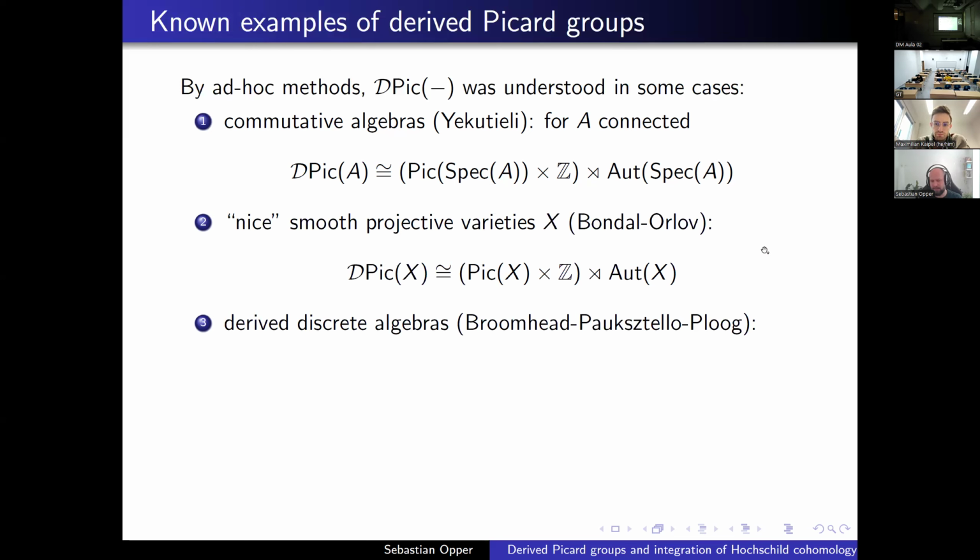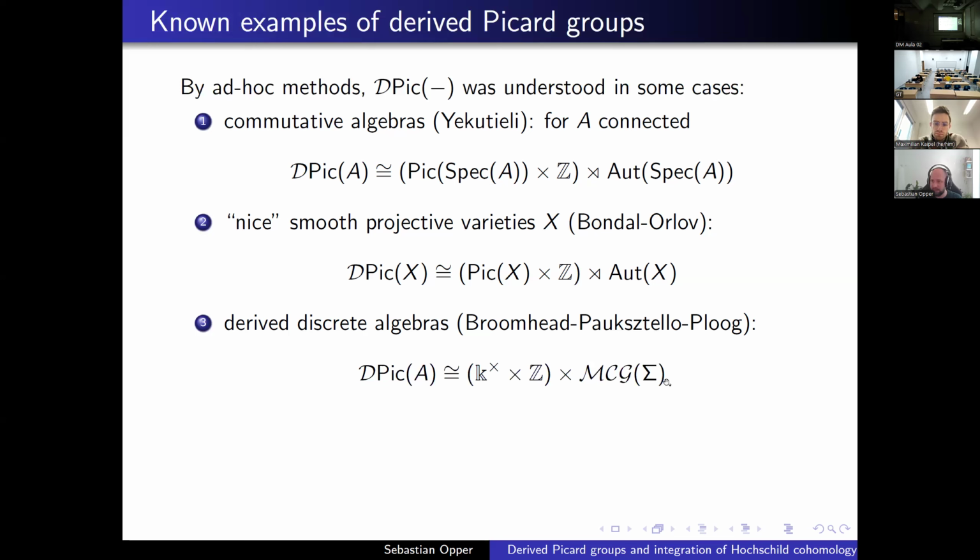And then there's a class of derived discrete algebras, which also fall into the class of so-called gentle algebras. These will appear later. It was proved by Broomhead, Pauksztello, Ploog, and Bloch that the derived Picard group, although they didn't write it like this, this is a more modern viewpoint on the theorem, also has two contributions. One is the shift, and then a multiplicative group, K star, and then the mapping class group of a surface, sigma, which is a cylinder in this case.